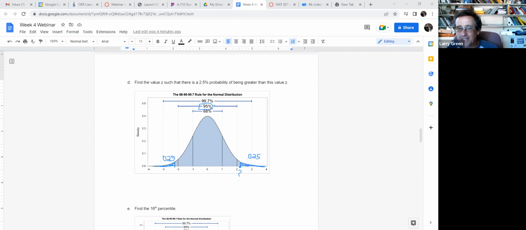Take a look with this 95%. How far to the right does it go? How far to the right does that value of z go if you're in that 95% area? Yeah, 2. So the answer is 2. Any questions at all on part D?